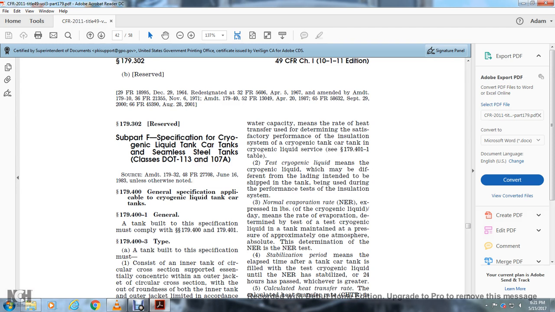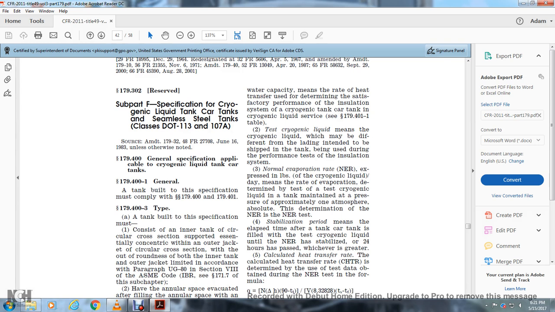Normal evaporation rate, NER, expressed in pounds of the cryogenic liquid per day, means the rate of evaporation determined in test for the cryogenic liquid test maintained with the pressure approximately 1 atmosphere absolute, determined over the normal evaporation test. Stabilization period means the elapsed time after the tanker car tank is filled with the test cryogenic liquid until the normal evaporation rate has stabilized or 24 hours has passed, whichever is greater.